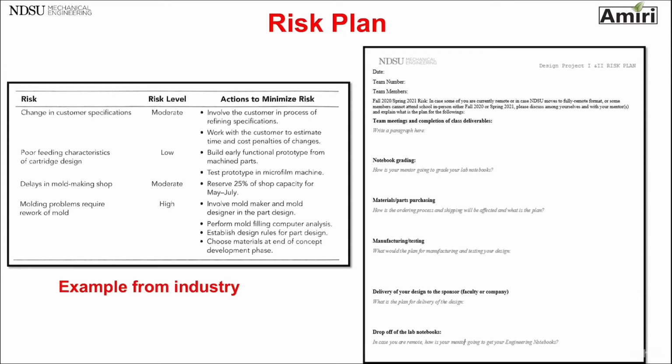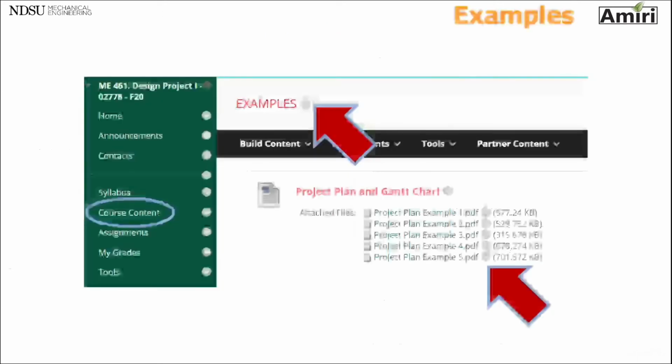And the last thing is, how are you dropping your lab notebooks or engineering notebooks to your mentors? Last semester, after everything moved online, I know some groups and some mentors had trouble getting the engineering notebook and grading students' work. So these are things that I want you to fill out and include with your project plan. So if you look on Blackboard under course content, and if you go to examples, there are examples of project plans from previous years, previous semesters, that you can look at. None of these have a risk plan in them because we were not in a global pandemic at the time.